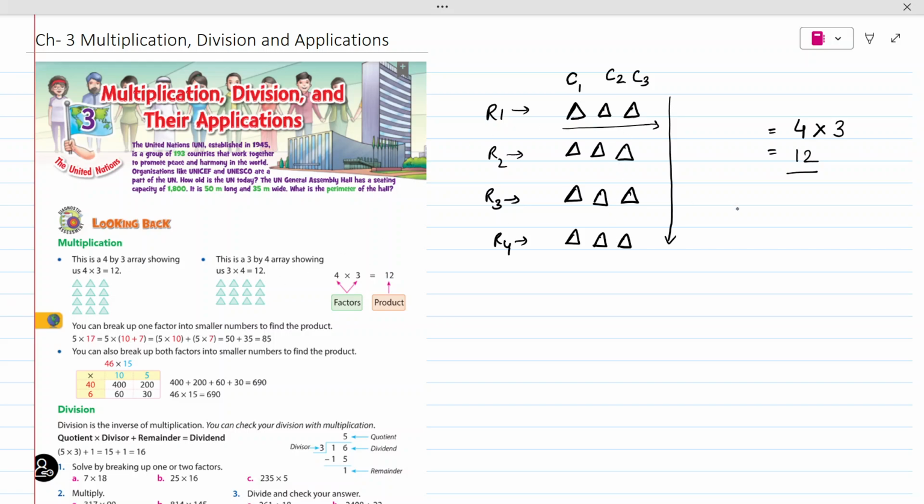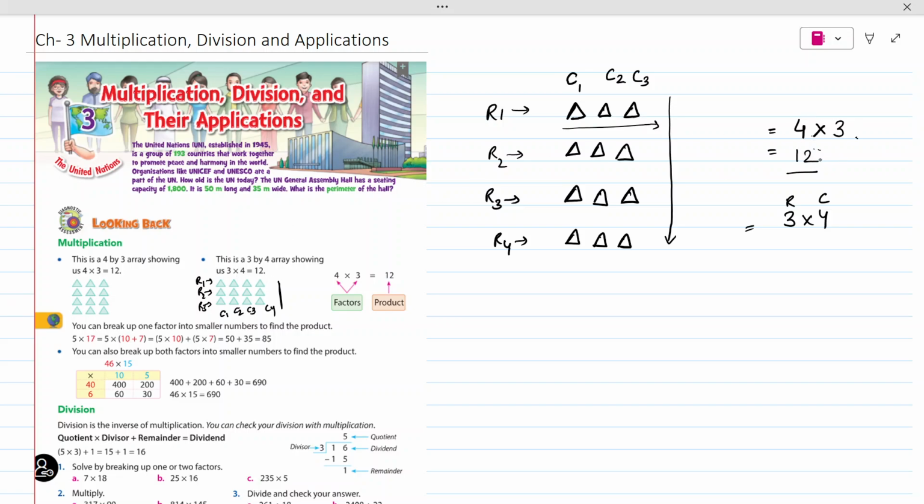Similarly, we can also write 12 as 3 into 4, that is 3 rows and 4 columns. And how do we draw this? We have 3 rows, this is row 1, row 2 and row 3, and then we have 4 columns, column 1, column 2, column 3 and column 4. These are the columns, these are the rows. So we can write 12 as 3 into 4, which is a 3 rows and 4 columns array. And if we write 12 as 4 multiplied by 3, we have 4 rows and 3 columns as we have just seen here.